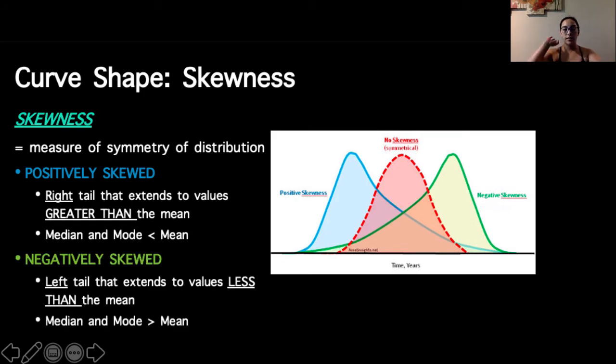In negative skewness, it's just the reverse. So now we have a tail on the left that is below the mean, okay, or extends to values that are lower than the mean, which is going to drag our mean towards the tail. So now our median and mode should still be kind of close to the peak, and our mean will get dragged this direction. So it would be less than the median and the mode. So this skewness is particularly looking at when you have an extreme score to one side of the distribution.